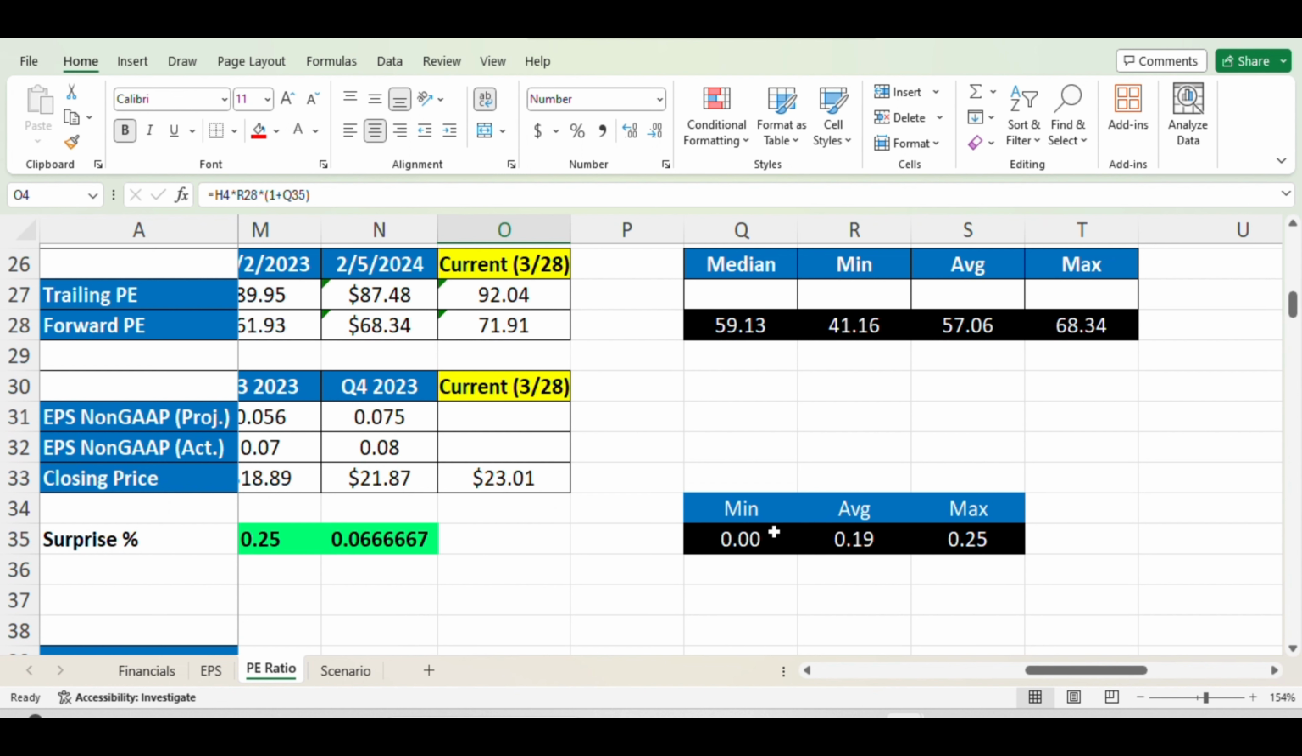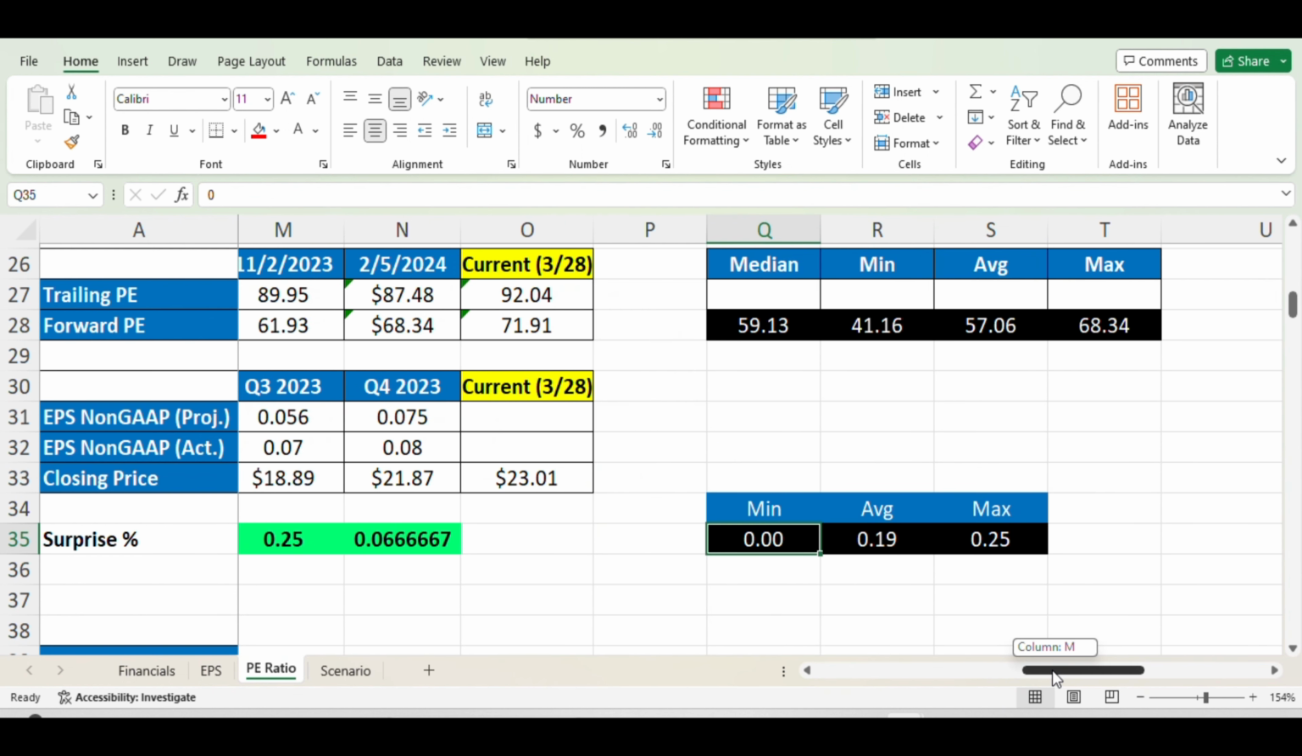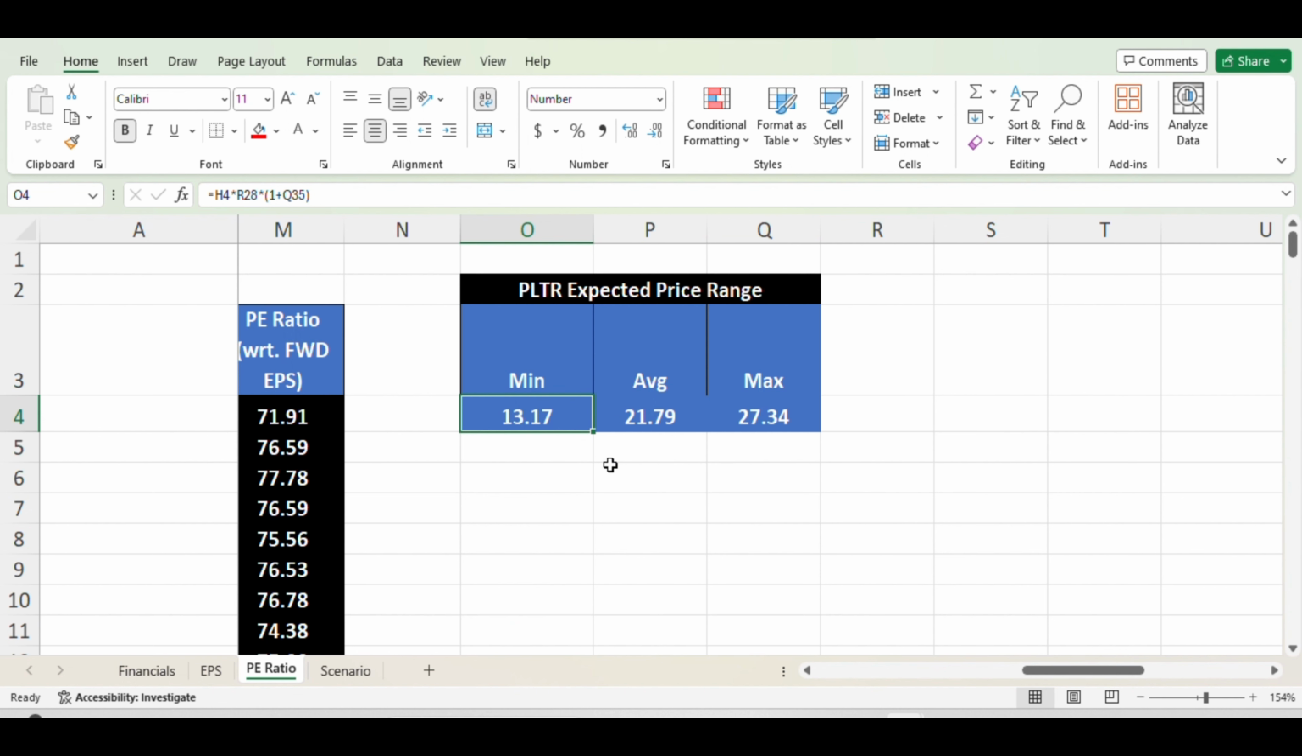for last 12 quarters. For the min, I'm putting 0 because there was some negative surprise. I don't want to put a negative value there. So this gives me the minimum stock price 13.17.